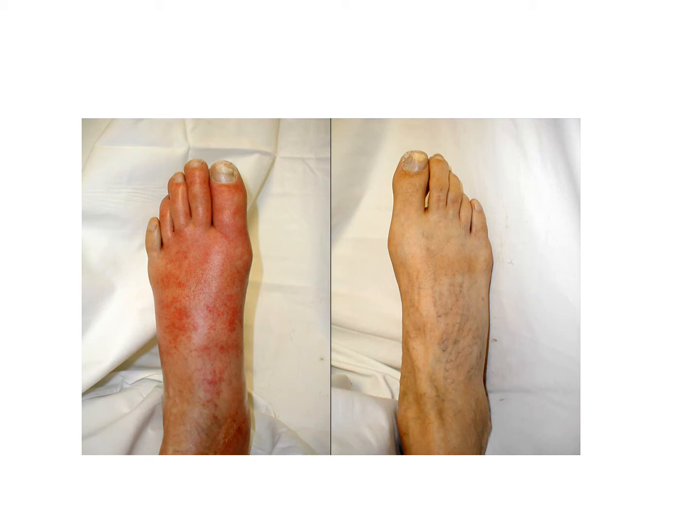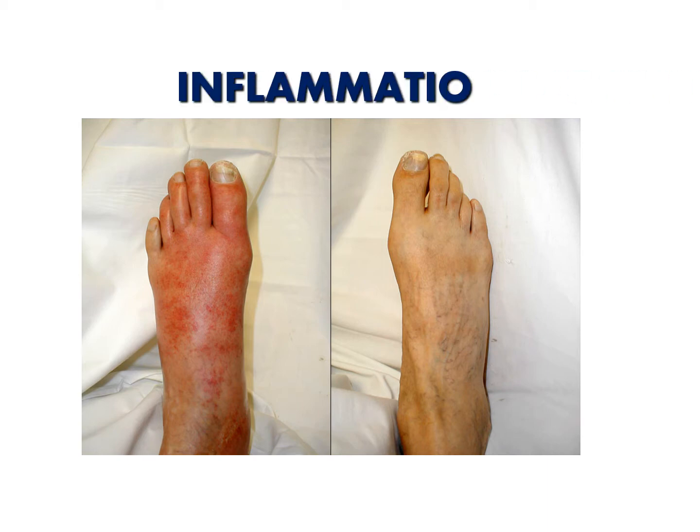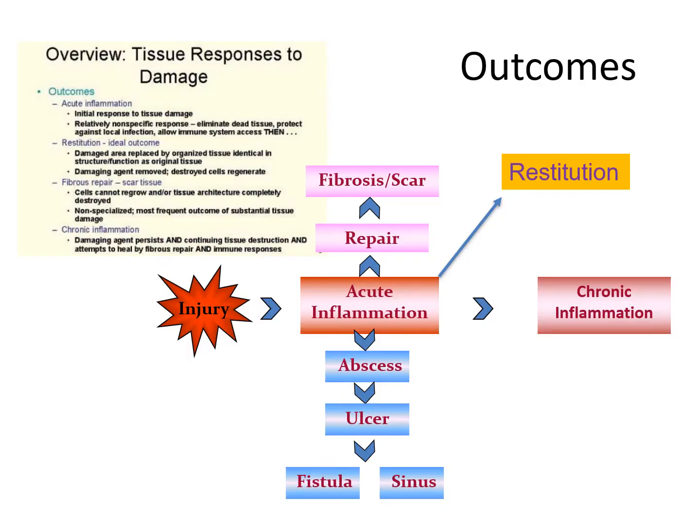There are 4 outcomes that can result from acute inflammation. The 4 outcomes are shown here on this slide. The ideal outcome is restitution. Restitution means that the damaged area has been replaced by organized tissue that is identical to the original tissue type. This results when the damaging agent has been removed and the destroyed cells regenerate.